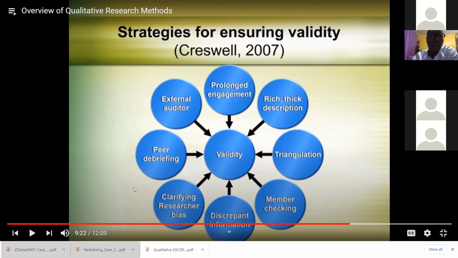Clarifying researchers' bias, and I spoke about this earlier: as researchers, we have biases, and we have to be reflexive, identify that we have biases, and know how to deal with them. One good way is to actually declare those biases. Your peer debriefing is going to be useful.